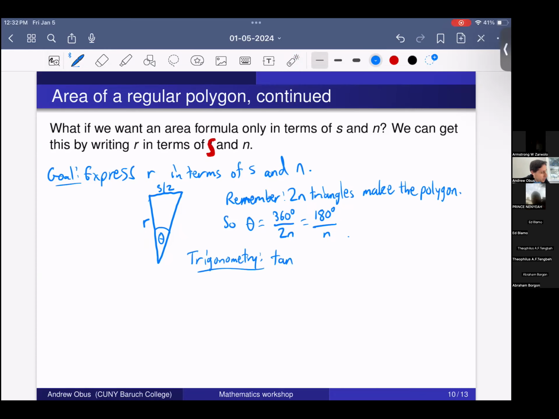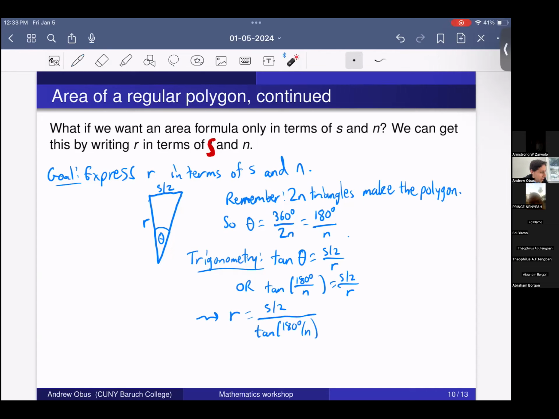We have that the tangent of theta is the opposite side over the adjacent side. So the tangent of theta is s over 2 divided by r. And so the tangent of 180 degrees over n is equal to s over 2 over r. Now if we want to express r in terms of s and n, this yields that r is equal to s divided by 2 divided by the tangent of 180 degrees over n.